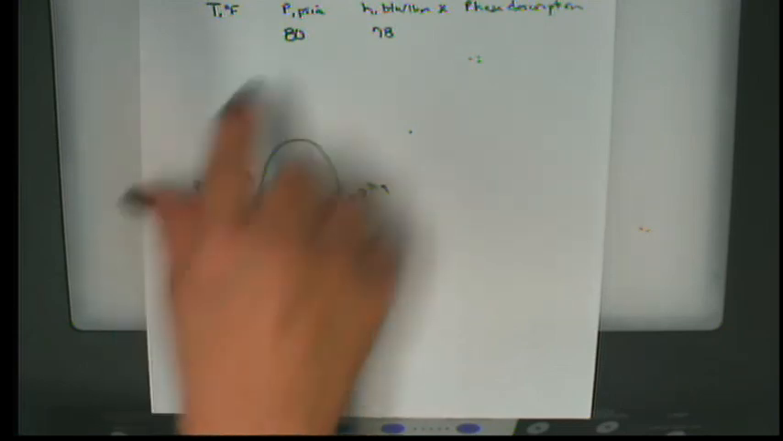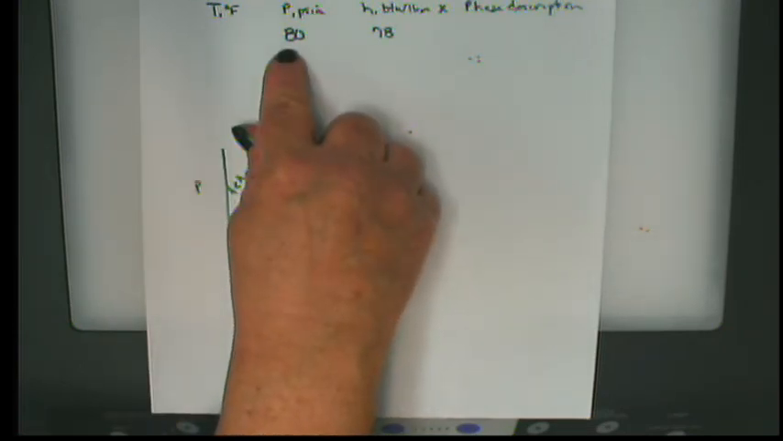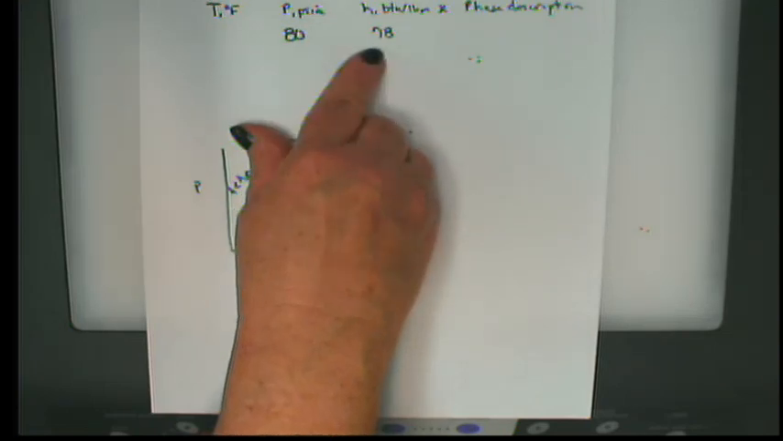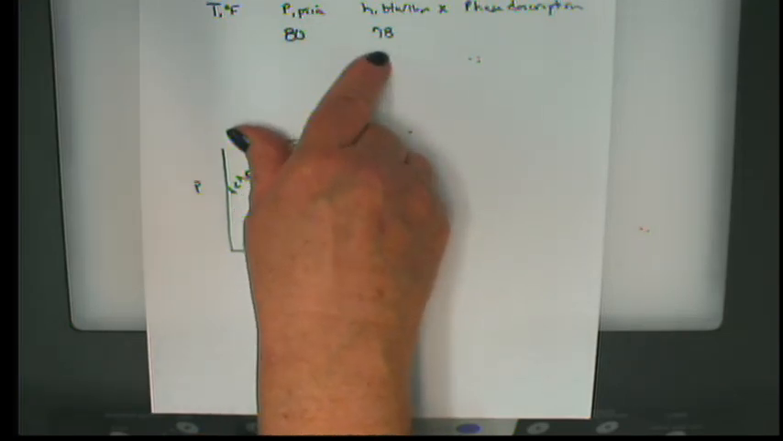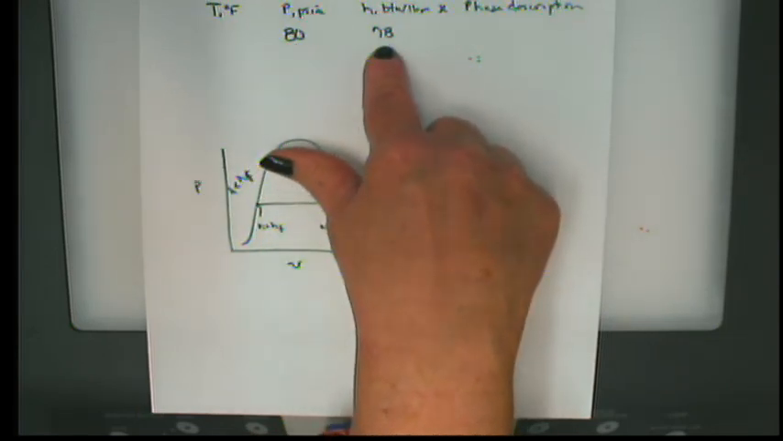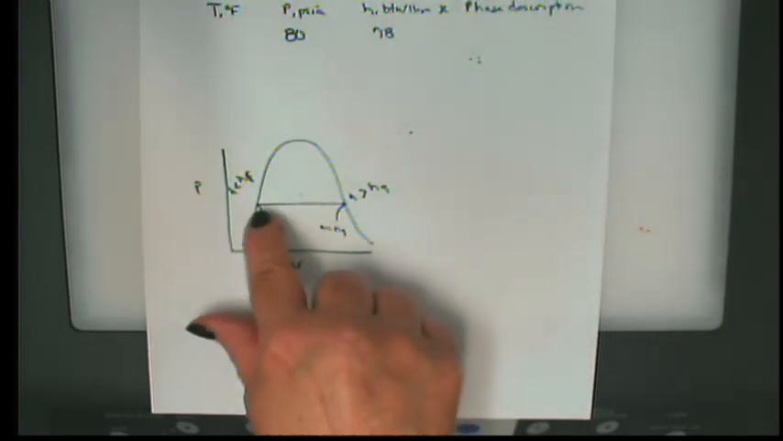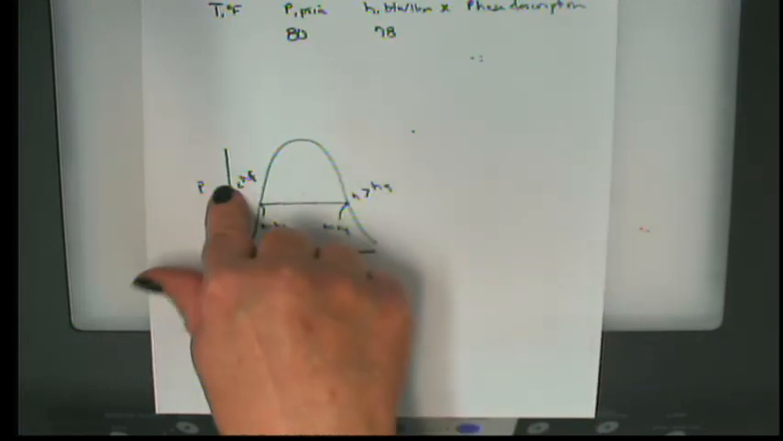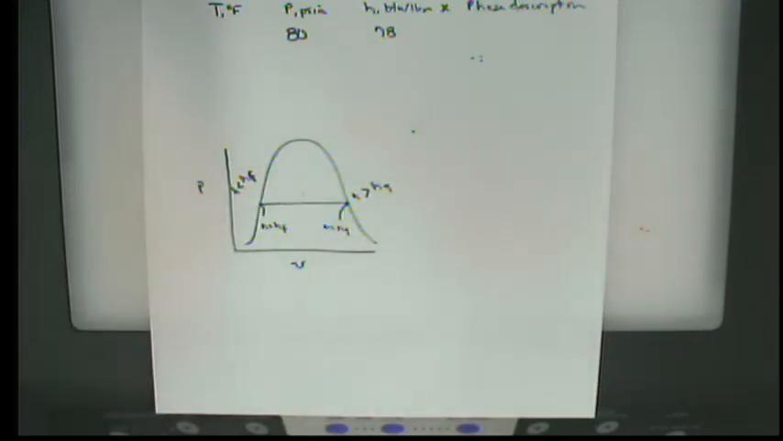So if we're at 80 psi, the first thing we want to know is to determine if we're in the two-phase region at 80 psi with an H value of 78. So we check to see at 80 psi, is H equals 78 BTU per pound mass somewhere in here, or is it greater or less than? So that's the first thing that we want to do.